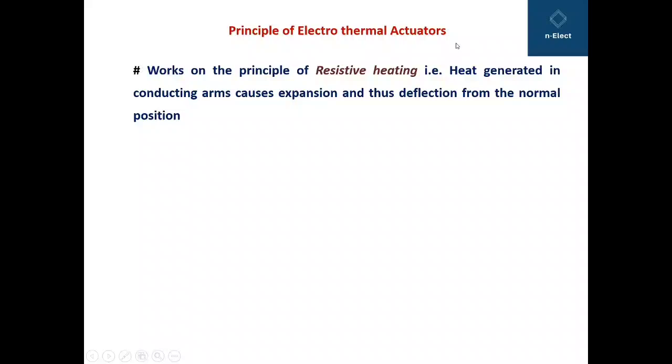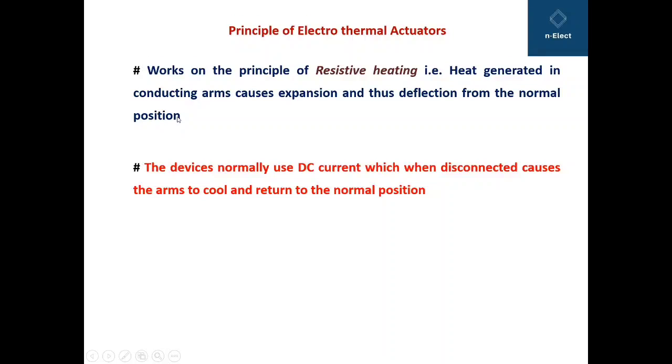Principle of electrothermal actuators. It works on the principle of resistive heating. Now, electrothermal, the thermal means temperature and electro means the electric current. You can come to know the meaning of electrothermal actuators from these words itself. It works on the principle of resistive heating, that is, heat generated in conducting arms causes expansion and thus deflection from the normal position. We will see it through the diagram, there it will be very clear.